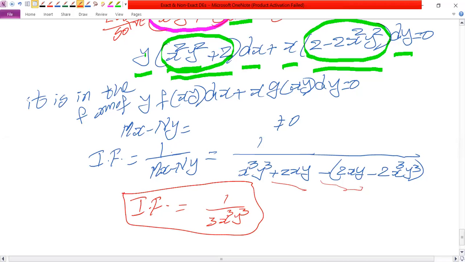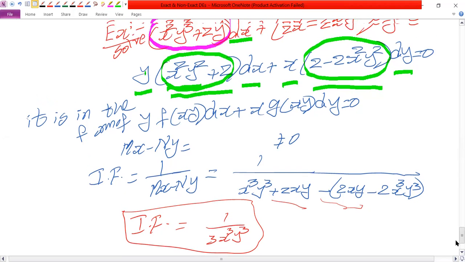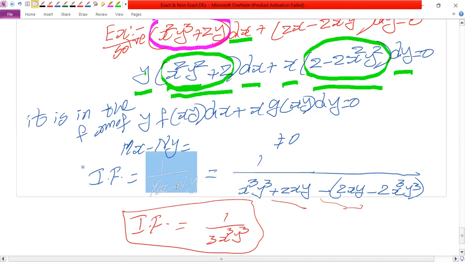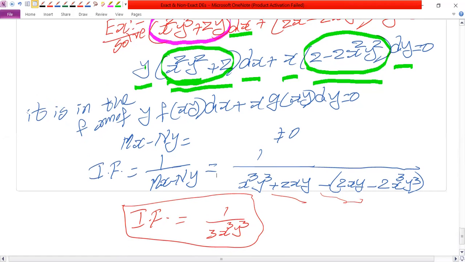So what we did here: integrating factor IF equals 1 by (Mx minus Ny), where M equals x squared y cubed plus 2xy times y, and N equals 2x minus 2x. So we get the integrating factor 1 by 3x cubed y cubed.